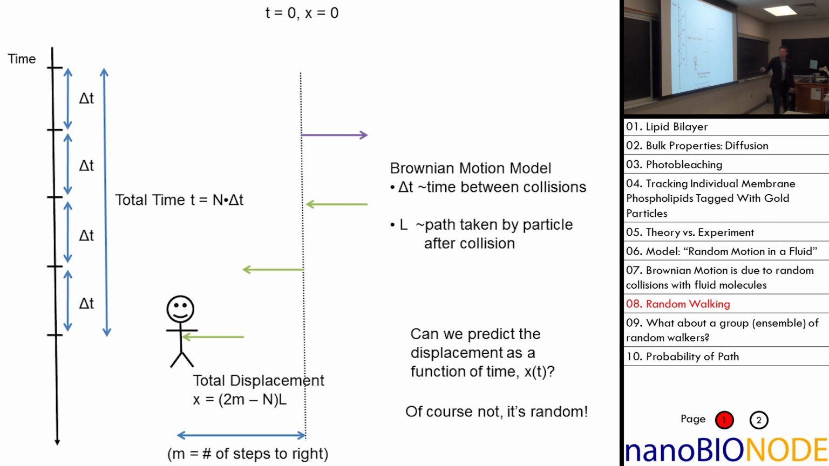Okay, so I'll leave it as an exercise to the reader to show that this x is equal to quantity 2m minus n times L gives you your displacement. Okay, everybody cool? Unless you actually want me to explicitly. So I mean, this is really very simple, so I'll let you guys figure this out.